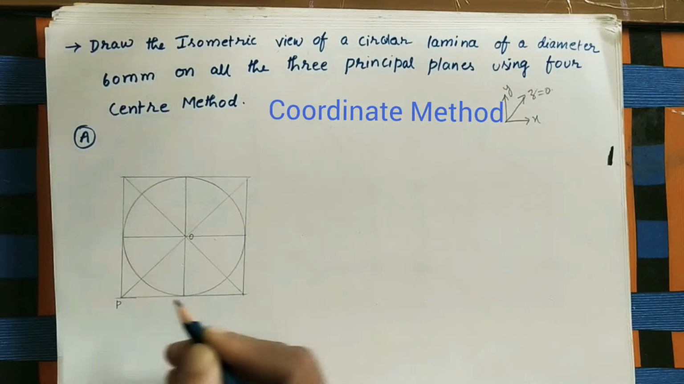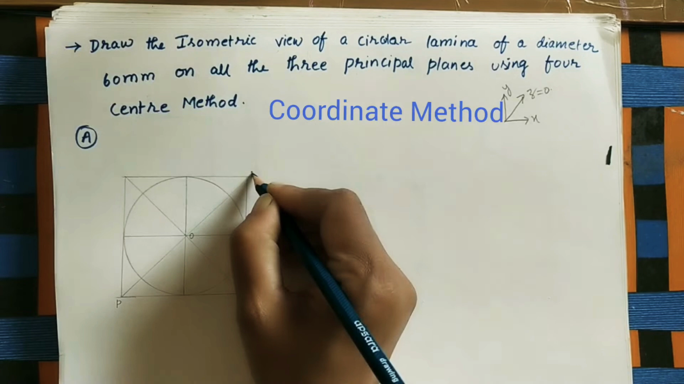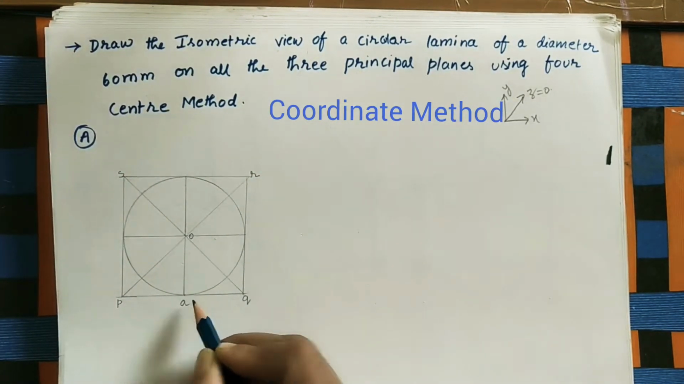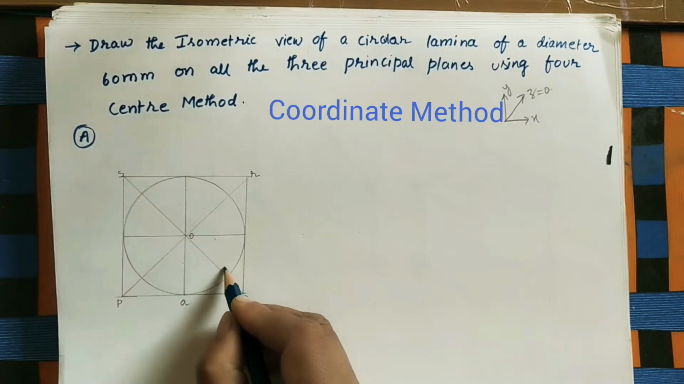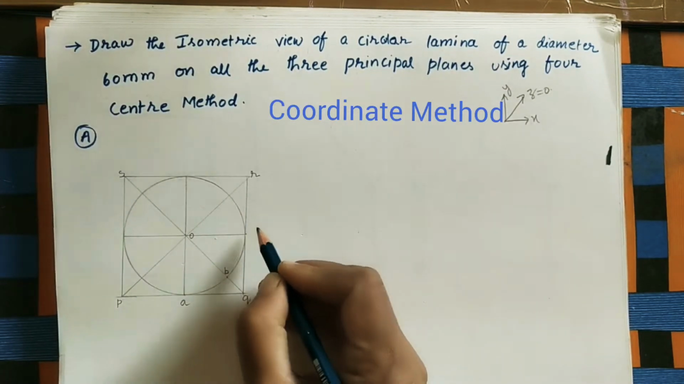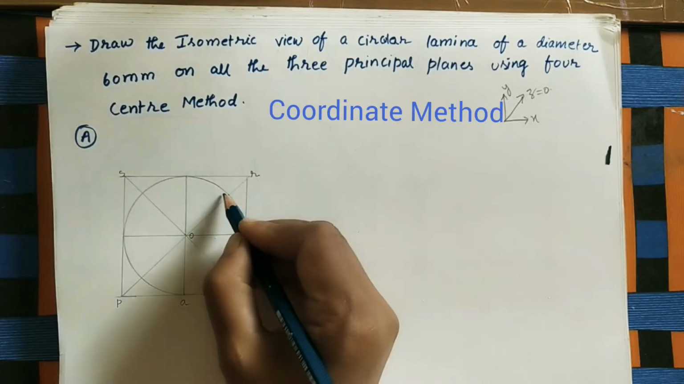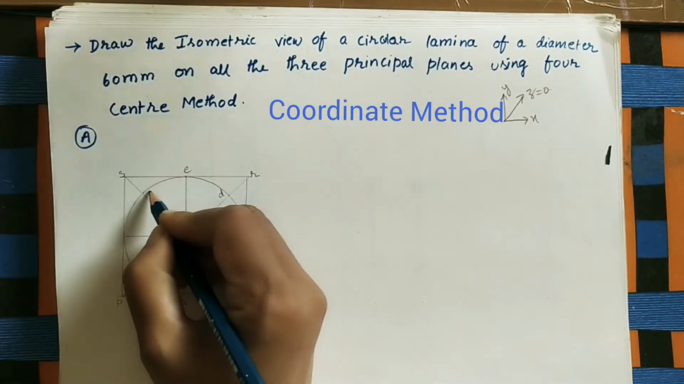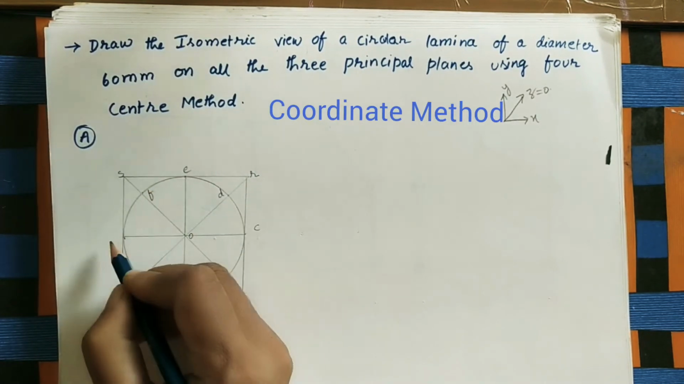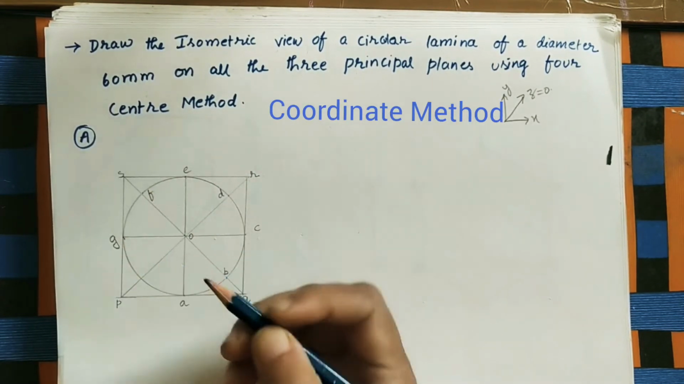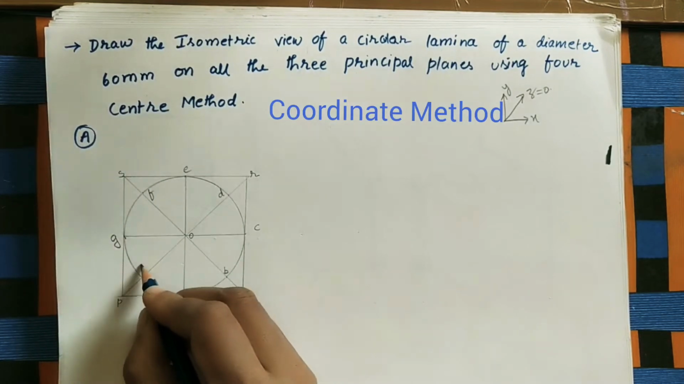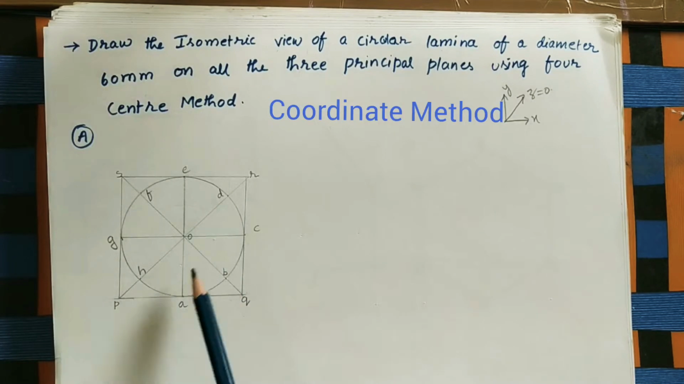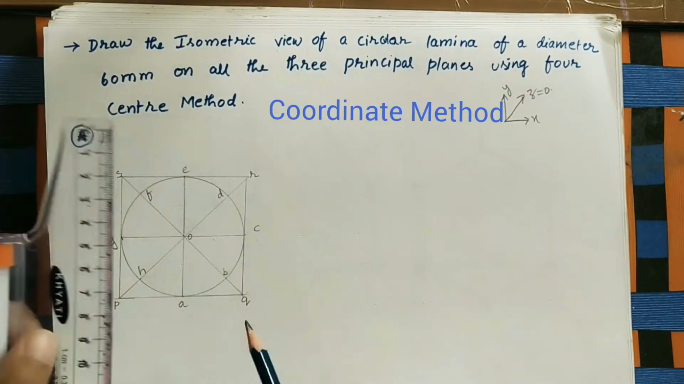So small letters P, Q, R, S. For these intersection points I am giving, this is A and this point is B point. This point is C point, this point is D point, this point is E point, this is F, this point is G point, this point is H point. So here take these intersection points. At these 4 points do again one square. How to do the square?